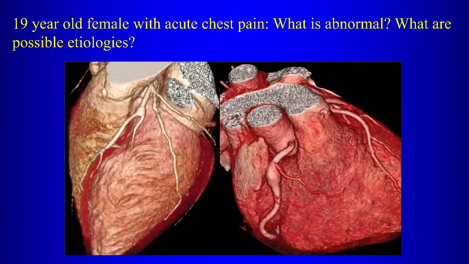Kawasaki's. So vasculitis like Kawasaki's can be associated with multiple coronary artery aneurysms. What else might cause coronary artery aneurysm? Well, the most common cause is cocaine. Yeah, so drugs like cocaine can result in coronary artery aneurysm. In the United States, the most common cause of coronary artery aneurysm is what?